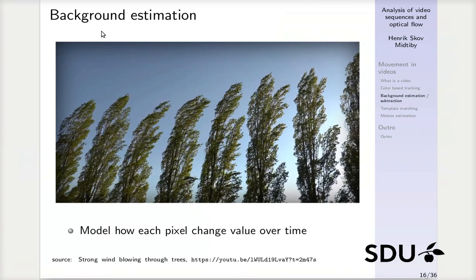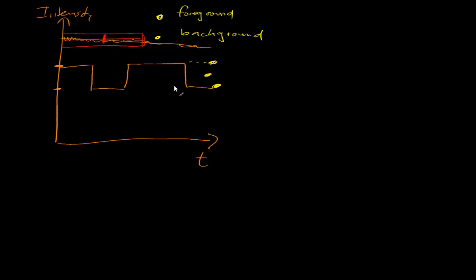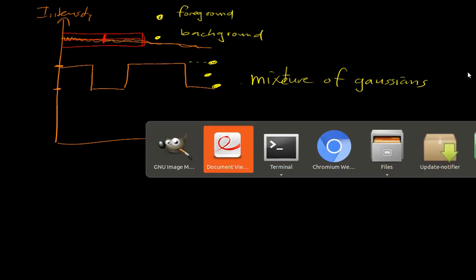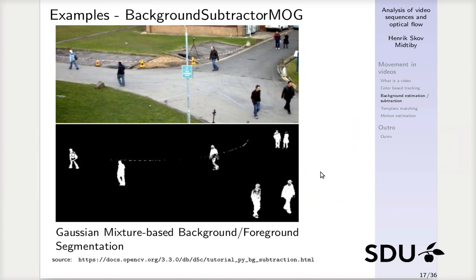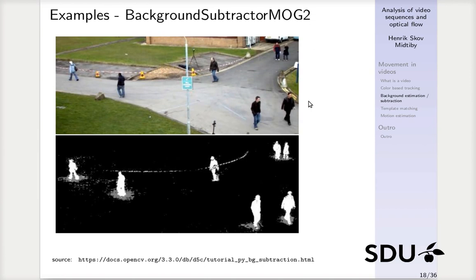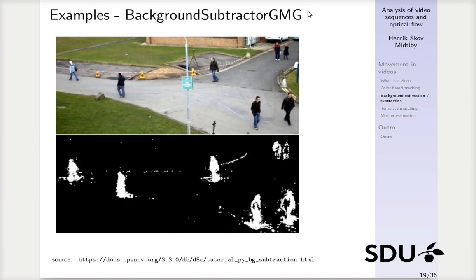So that was an example of a background estimator. If you need to deal with these kinds of signals that have multiple values, you will often need to use a mixed Gaussian model. Mixture of Gaussians, I think it's called. And some of these models are actually implemented in OpenCV. There's this background subtractor MoG for mixture of Gaussians that, when applied to a scene of pedestrians, produces this output. And there is an extended version of this, MOG2. And there is a generalized mixture of Gaussians model here at the end also. So these are three different implementations of background subtractor that can be used from OpenCV.